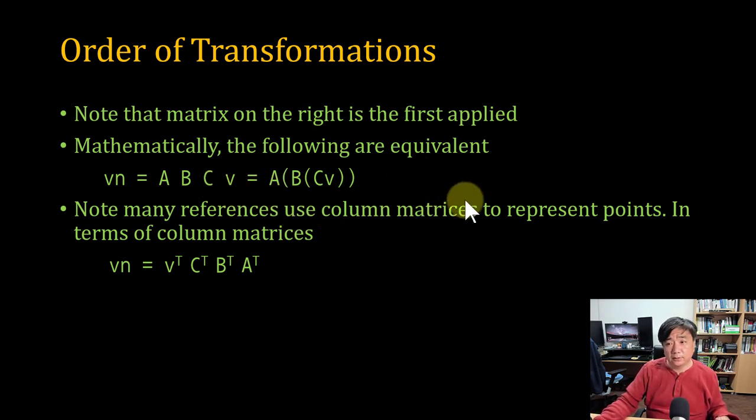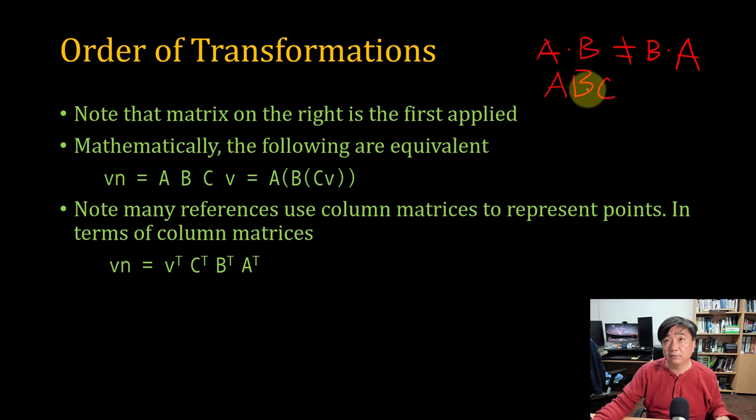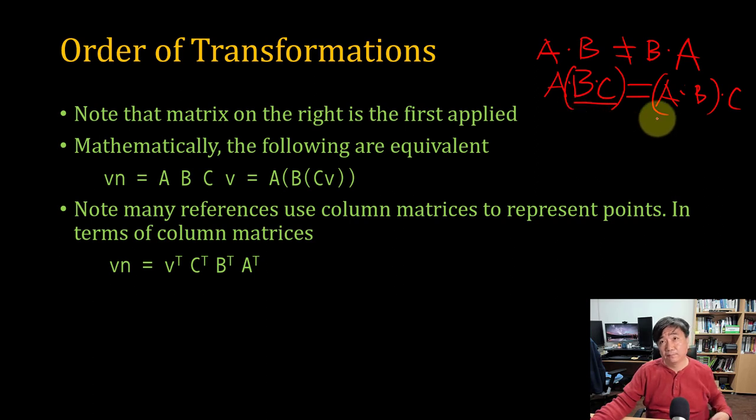In the case of matrix multiplication, it is not commutative. For example, A matrix multiplied by B matrix is not the same as B matrix multiplied by A matrix. But in the case of A, B, C matrix multiplication, if we calculate B, C multiplication first and then do A multiplication, it is the same as A, B, and then C. It is associative.